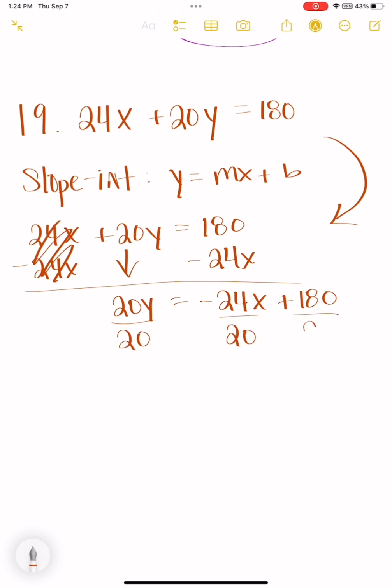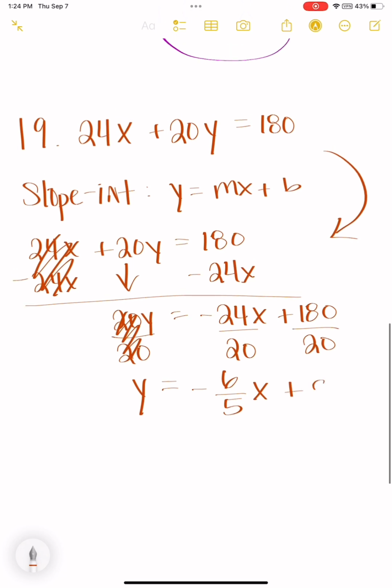All right, we want y by itself, so divide everything by 20. We have y. Negative 24 over 20 simplifies to negative 6 over 5, and then 180 divided by 20 is 9.